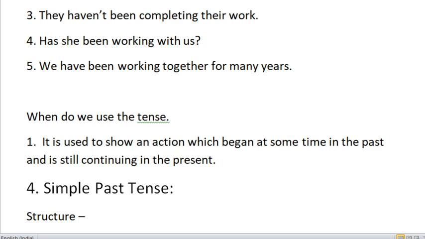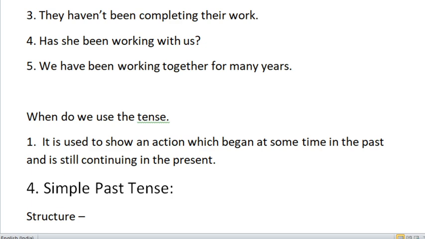Okay, when do we use this tense? Here many more uses are there, but one major use is here. It is used to show an action which began at some time in the past and still it is going on in the present. How is it so?